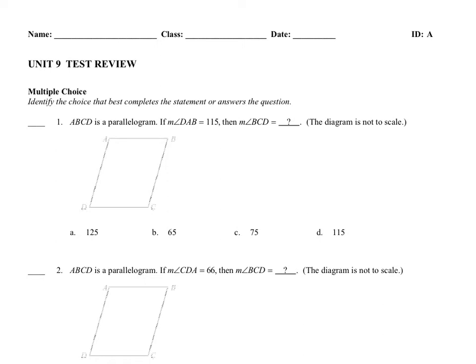Okay, looking at the review, we're looking at number 1. ABCD is a parallelogram. If DAB is 115 degrees, then BCD, which is this angle right here, is what? Well, you remember one of the rules of a parallelogram: opposite angles are congruent. So if that's 115, that's 115. The answer is D.